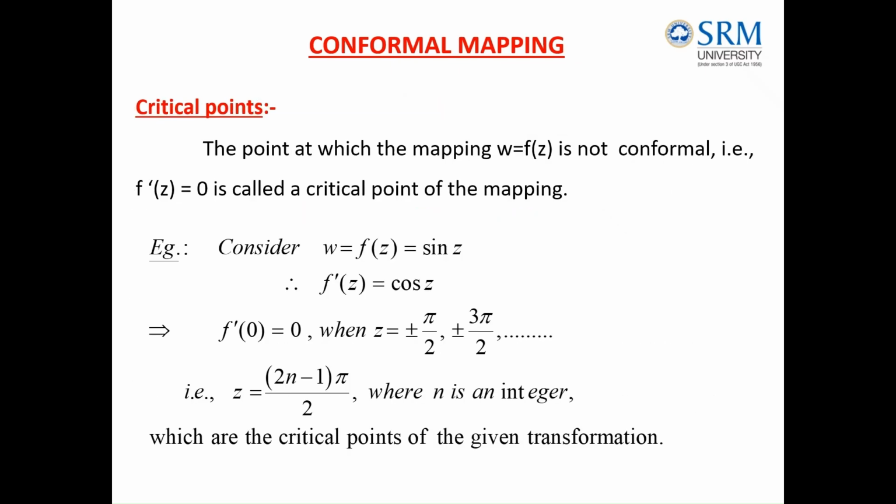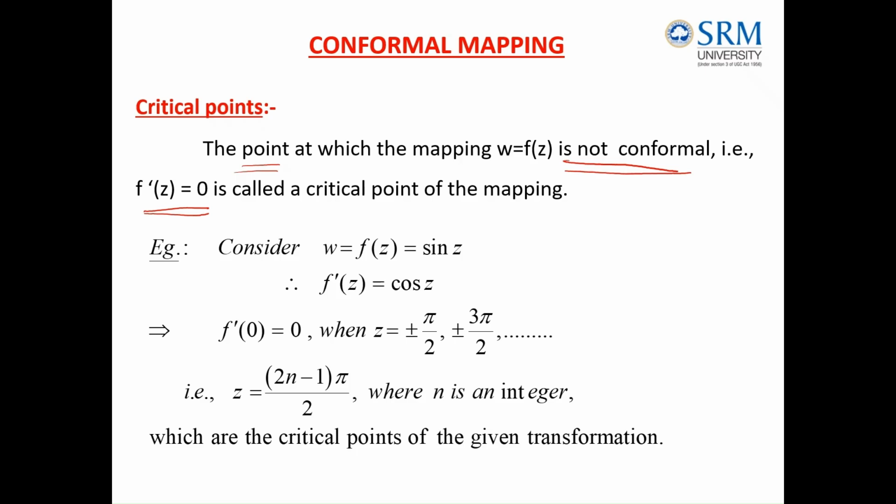Next comes the definition called a critical point. The points at which the mapping W equal to f of z is not conformal are called critical points. That is, the points where f dash of z equal to 0 are called critical points.